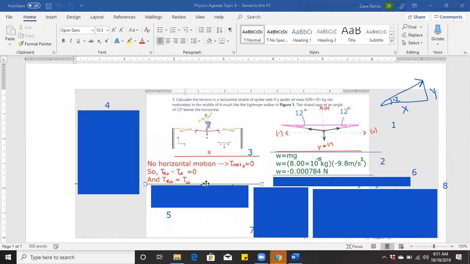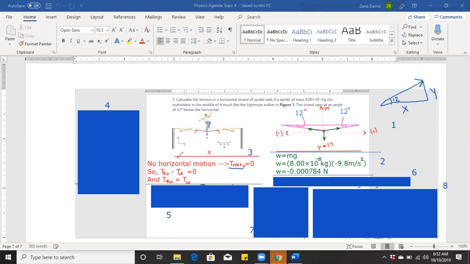The spider is just sitting there on this strand of web, so there is no horizontal motion going on right now. He's just sitting there. Okay, so I can make the assumption that my net tension force in the x direction is 0, since there's no movement in the x direction, to the left or to the right. So I could say that my T sub net x is 0. Now remember, T sub net is just a fancy way of saying total force in the x direction. Because he's not moving, T net sub x is 0.